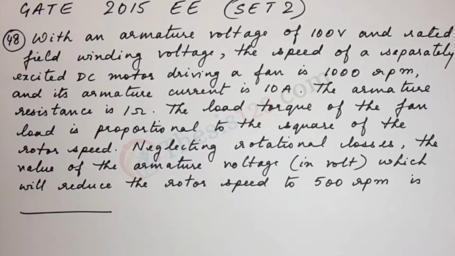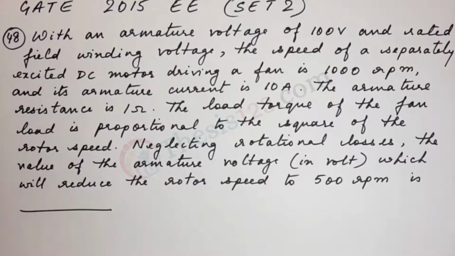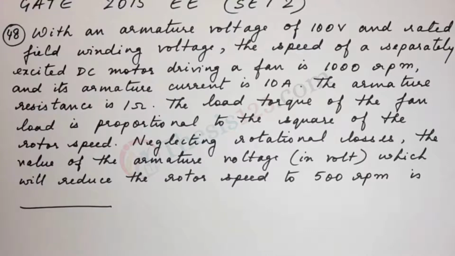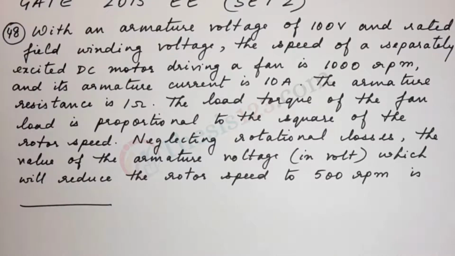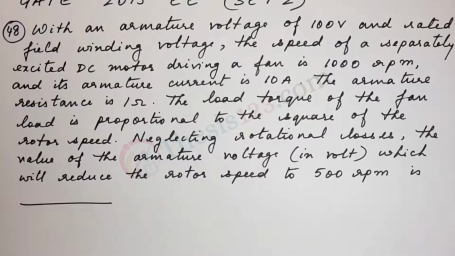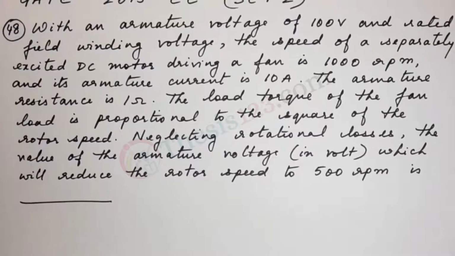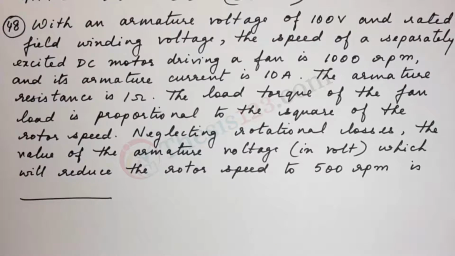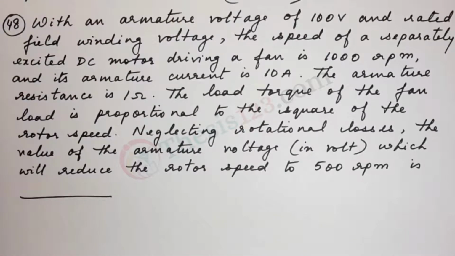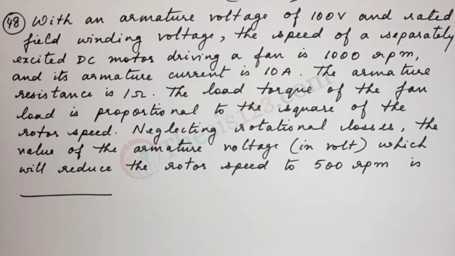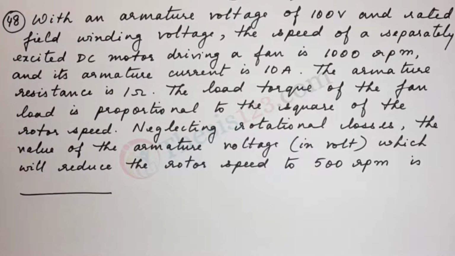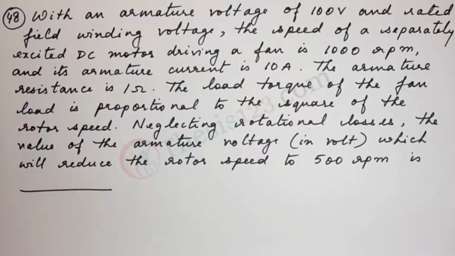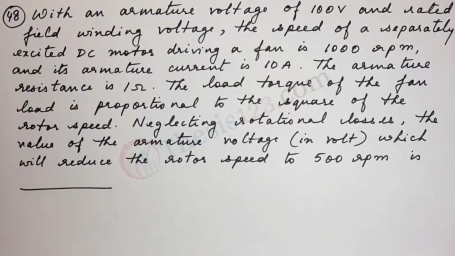Here is the next question, number 48. With an armature voltage of 100 volts and rated field winding voltage, the speed of a separately excited DC motor driving a fan is 1000 rpm and its armature current is 10 amps. The armature resistance is 1 ohm. The load torque of the fan load is proportional to the square of the rotor speed. Neglecting rotational losses, the value of the armature voltage, which will reduce the rotor speed to 500 rpm, is dash.